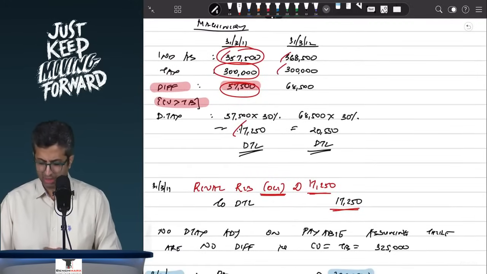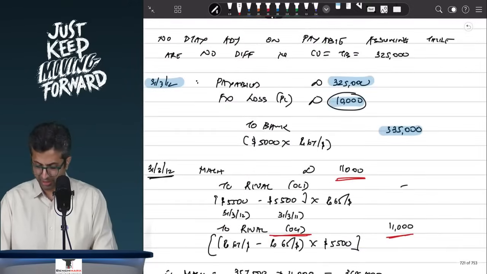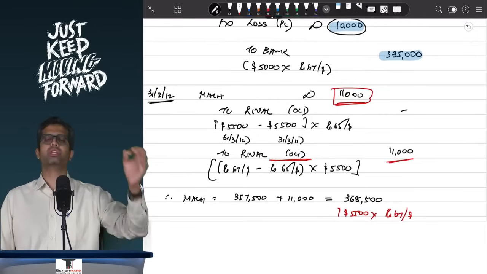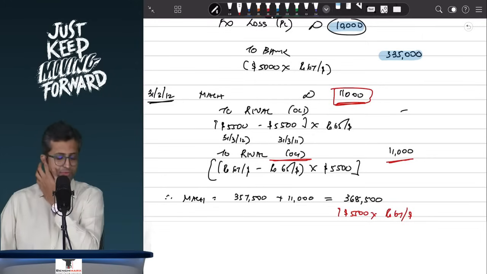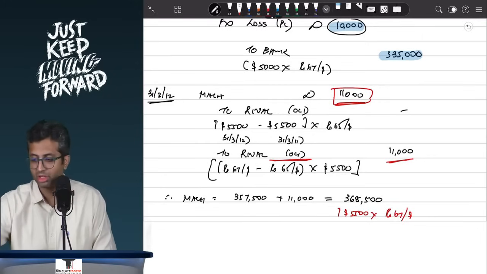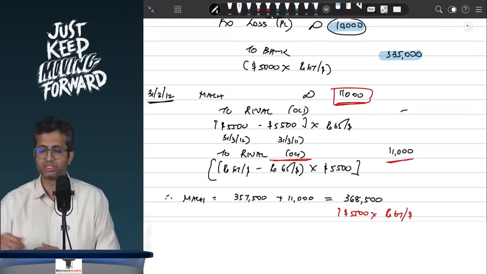3,68,500, I think. Compare that with 3 lakhs. Sir, how 368,500? Well, there's no depreciation data given. However, the machinery increased by 11,000. So 3,68,500. Alternatively, you can directly calculate this as 5,500 into 67, which comes to 368,500.